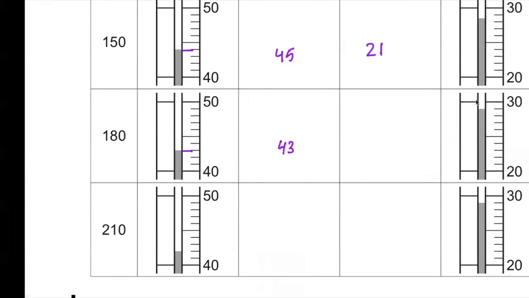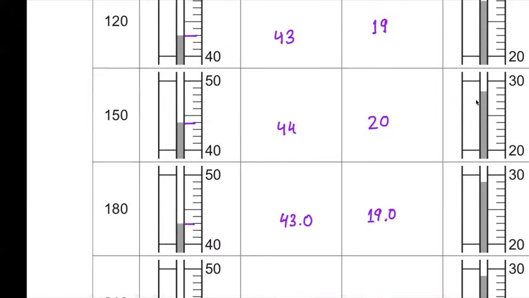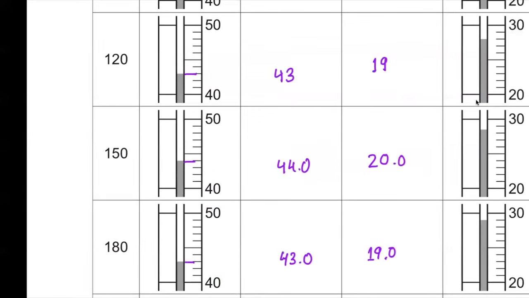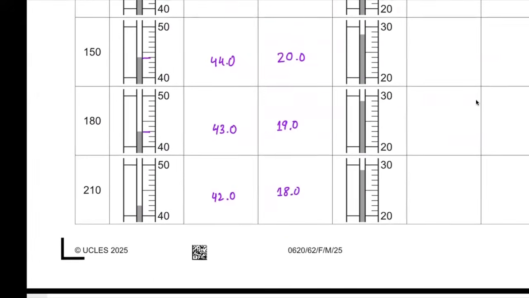Yeah, sorry. Thank you. It's 44. So the change is 20. Then 43, change is 19. And then it's 42, so change is 18. And see, you have to put the 1 decimal place for the temperature, not just 44 or 20. Keep this in mind. Okay. Is this clear to all of you?